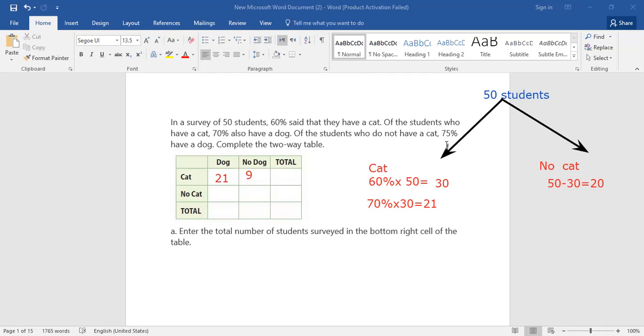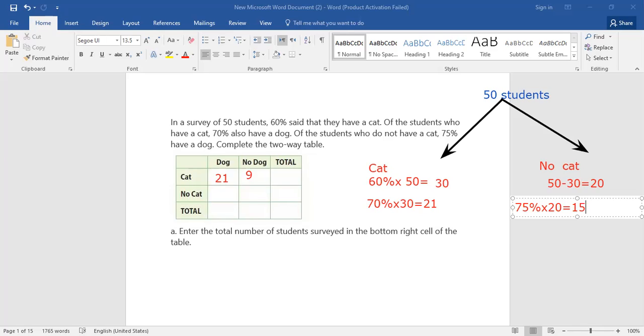Of the students who don't have a cat, which was how many? 20, right? Of the students who don't have a cat, 75% have a dog. Then 75% multiply 20. So the answer will be equal 15.